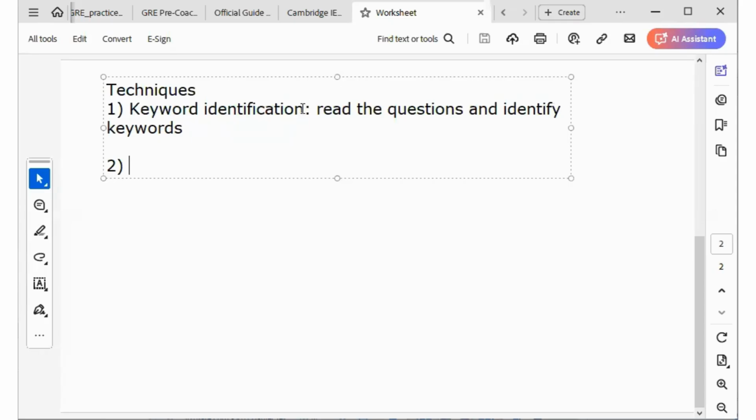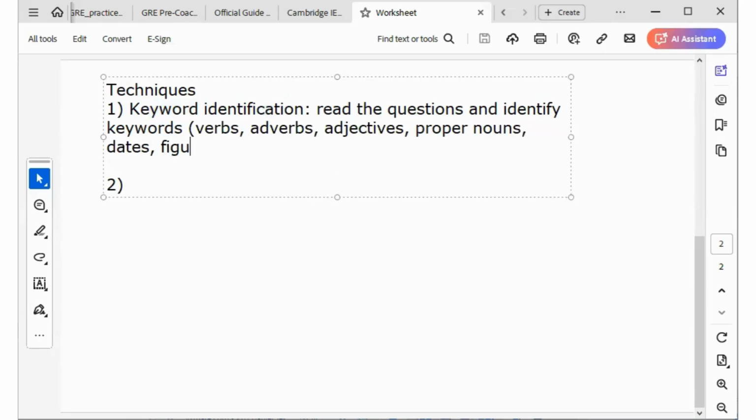So technique one is keyword identification. You must learn to identify keywords. And what are keywords? Verbs, adverbs, adjectives, proper nouns, dates, figures, amounts of money. Those are keywords. Anytime you see these keywords in the questions, they should jump at you. They should register in your mind. You understand?